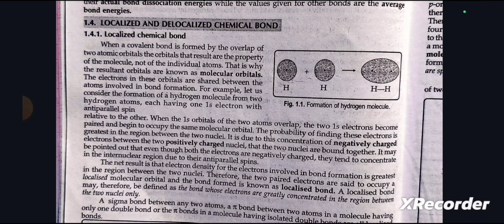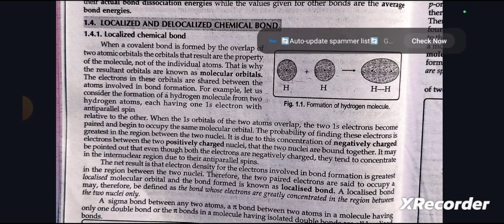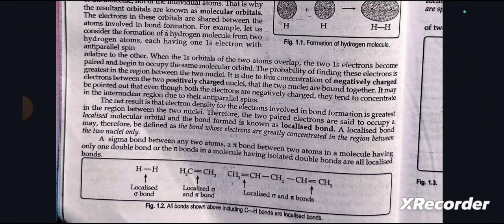It is due to the concentration of negatively charged electrons between the two positively charged nuclei that the two nuclei are bound together. It may be pointed out that even though both the electrons are negatively charged, they tend to concentrate in the internuclear region due to their anti-parallel spins. The net result is that electron density for the electrons involved in bond formation is greater in the region between the two nuclei. Therefore, the two paired electrons are said to occupy a localized molecular orbital, and the bond formed is known as a localized bond.